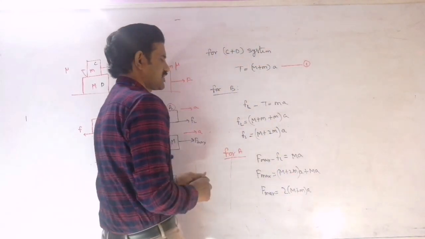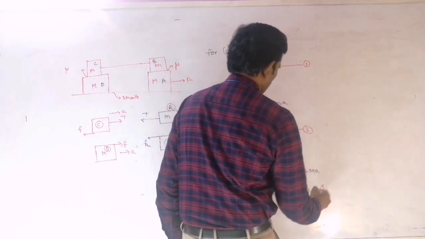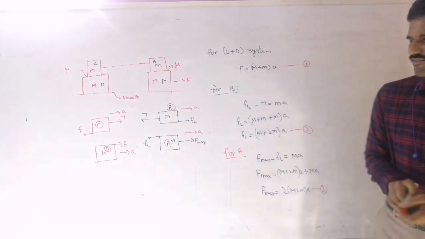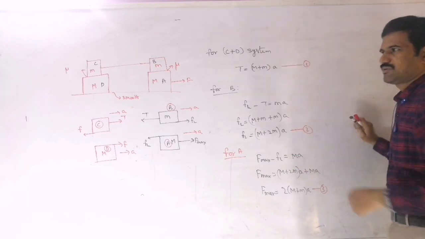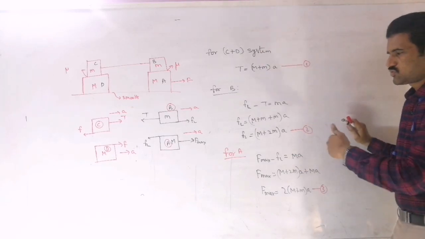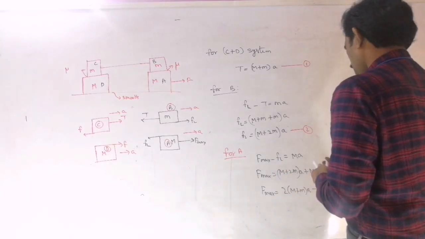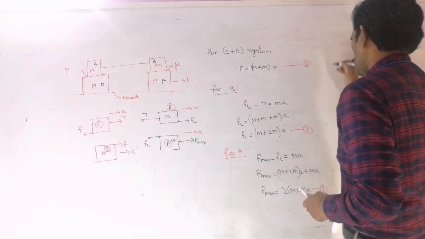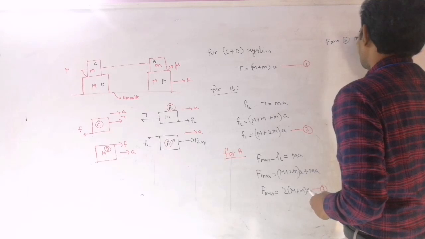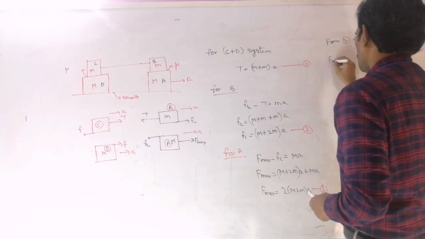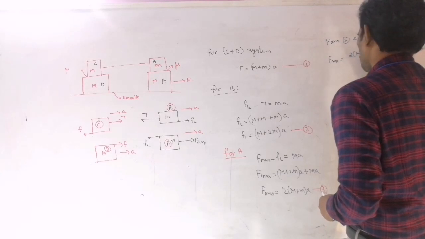Now let us take this as equation 2 and this equation as 3. Observe that in equation 2, we are getting a certain value for the limiting friction, and we can write that limiting friction in terms of the coefficient of friction. So from that we can eliminate this value. From equation 2 and 3, F maximum is equal to 2 of (M plus M) into A.